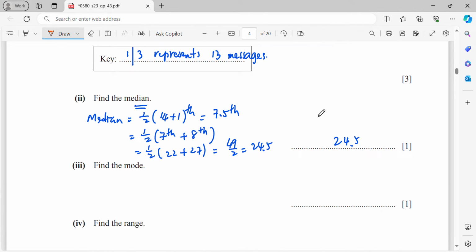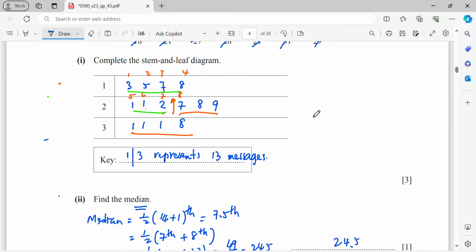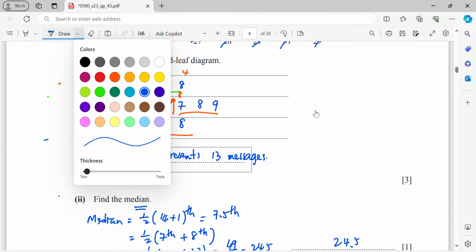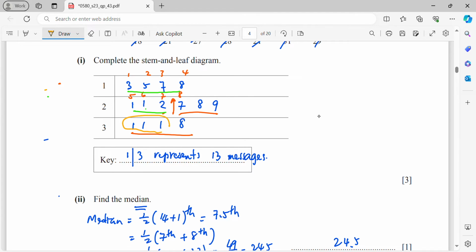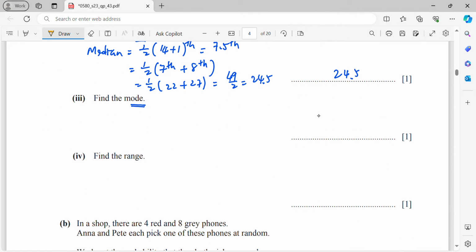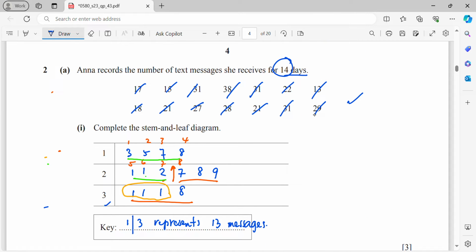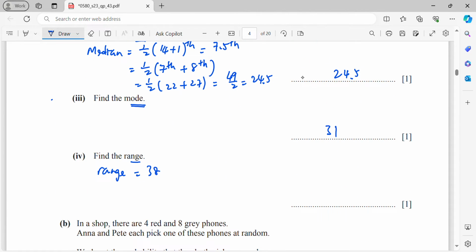Right, so now find the mode. Mode means the number that repeats itself for the most times. So obviously, when you look at here, the most frequent is 1 because there are triple 1. So that means it is 31. So for the range, range is the highest value minus the lowest value. So highest value obviously is 38, lowest value is 13. So 38 minus 13, I'll get 25. So that's the solution of this A.